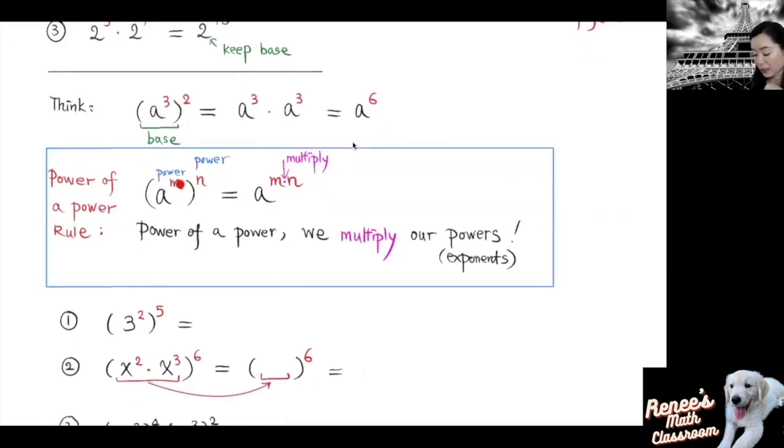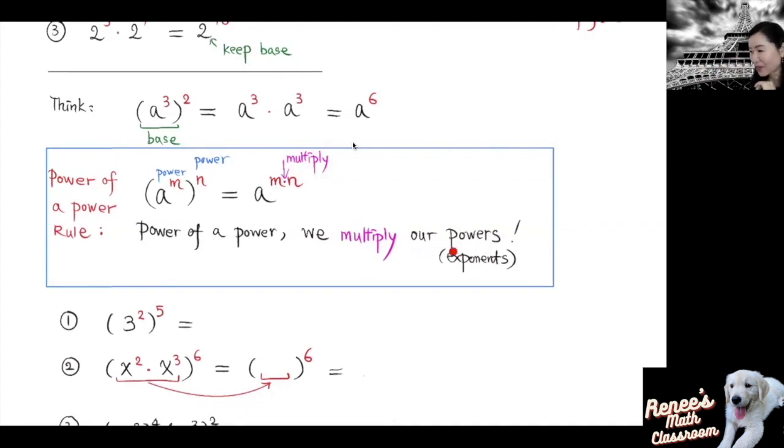Now, this is called the power of a power rule. This is a to the m power, okay? And now this whole thing raised to the n power. So we call that power of a power, okay? And what do we do over here? We multiply the exponents. And to make it easier for you to remember this, I make up this slogan: when you go on strike, you show people you have more power. Say, power of a power, we multiply our powers, okay?